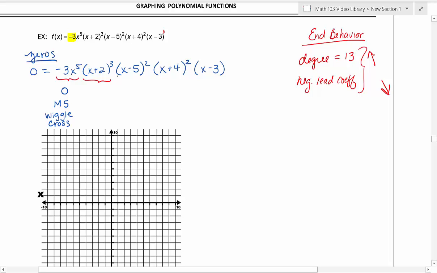Moving on to our next factor, x plus 2. This gives a 0 of negative 2. It has multiplicity 3. That's an odd number, so I know it's going to cross. And it's an odd number greater than 1, so this is another wiggle cross.